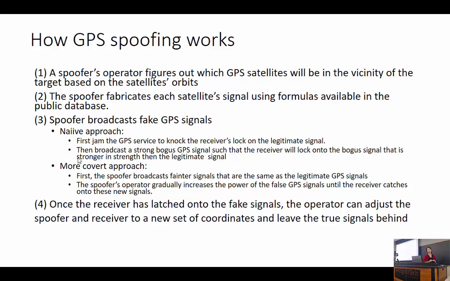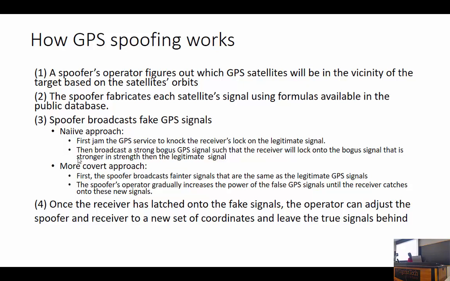A more covert approach. So this naive approach, why it is called naive, is because it's possible for the receivers to realize it, because the receivers lose GPS signals. You see, oh, I lost the signal for a period of time. So then the receiver may realize it's under attack. A more covert approach doesn't even cause any interruption to the service.